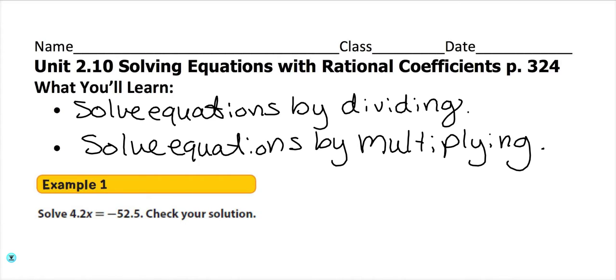All right, so these are going to look somewhat familiar, not completely familiar, but basically what we're working with today is we're going to have fractions and decimals in front of our variables, okay? So you may have one part where it's a decimal, and another part where it's a fraction. Okay, let's go ahead and take a look.